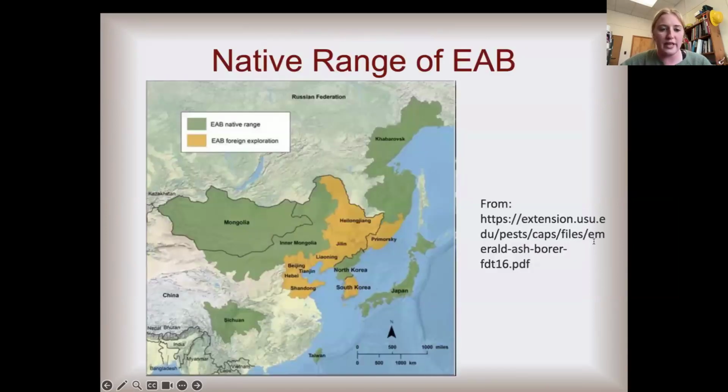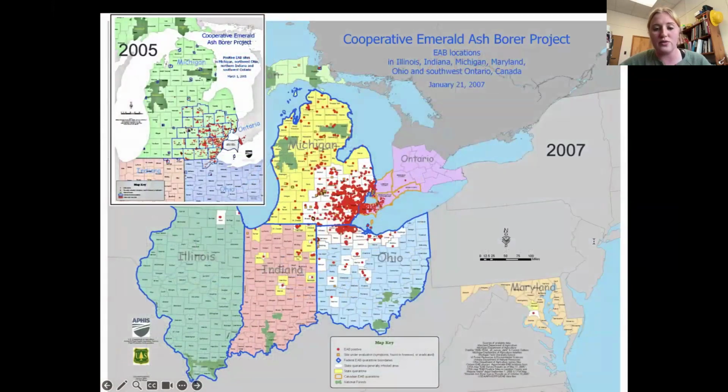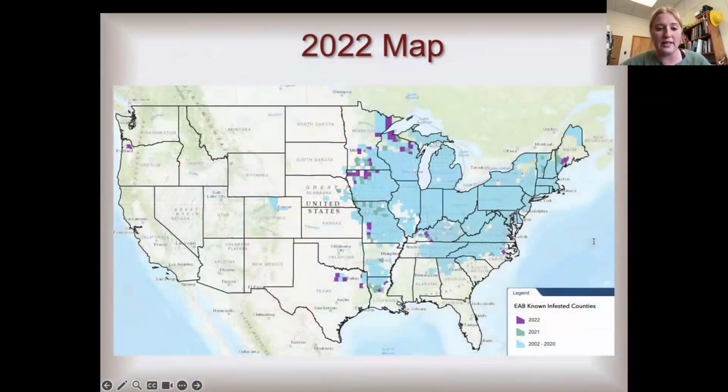So this is the native range of emerald ash borer in Asia. And when it came to the United States, it was first introduced to southern Michigan in 2002. This is the upper map here in 2005. All those little red dots are infestations. If you fast forward to 2007, that bigger map, you'll see even more infestations. And since then, it has spread. This map is from 2022, and it's established throughout most of the United States, east of the Missouri River.